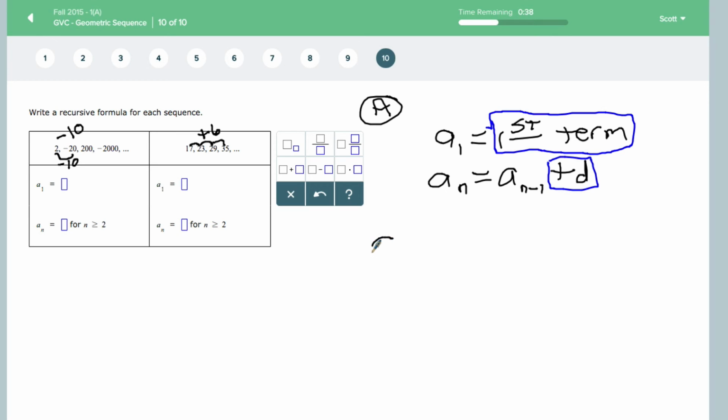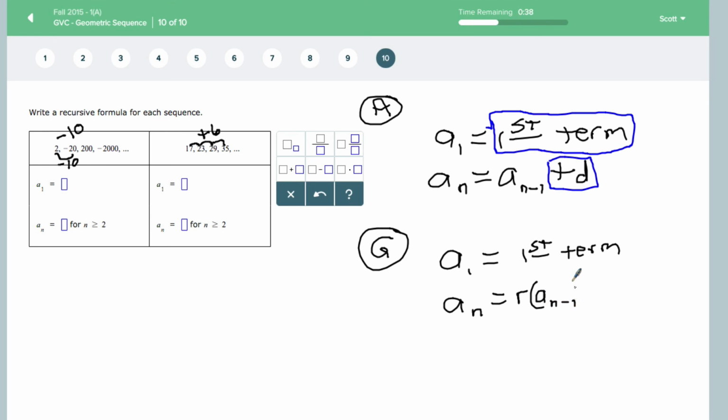If we look at geometric, we have a sub 1 also, first term. And I have a sub n equals, and now we're at the geometric side of that paper, and we see it's r parentheses a sub n minus 1. And again, the only parts we're changing are the first term and the r. So let's go ahead and fill these in.